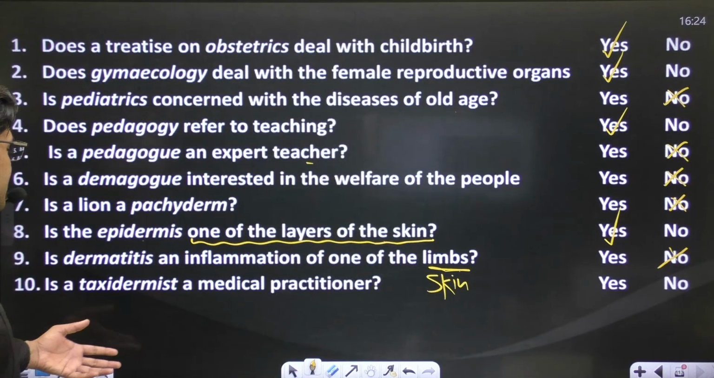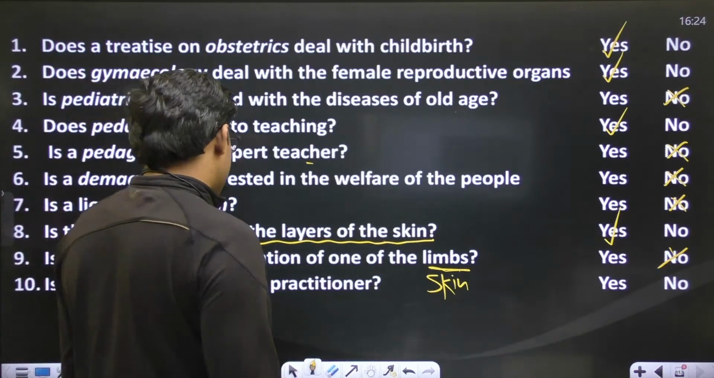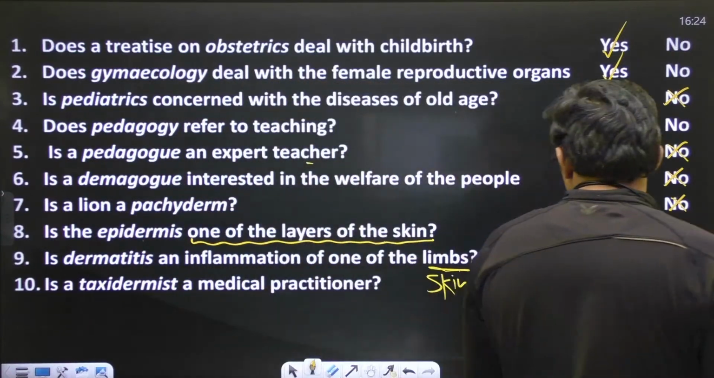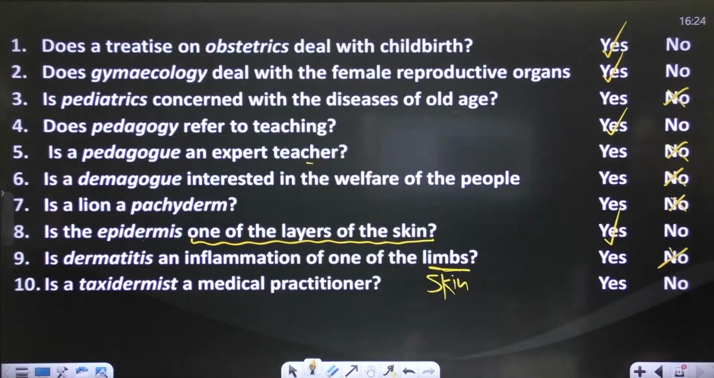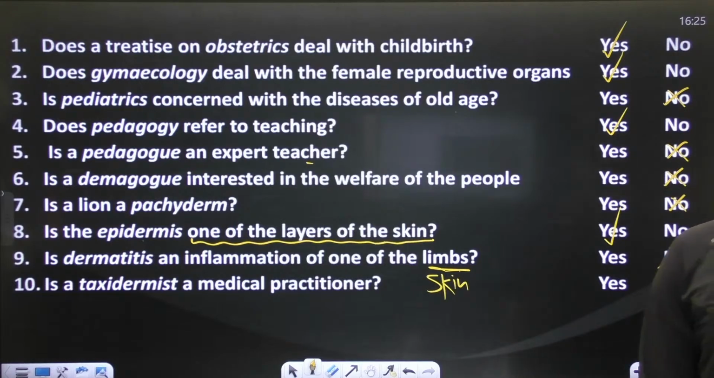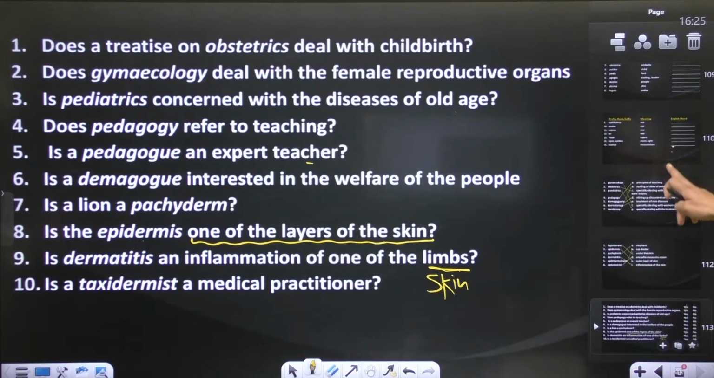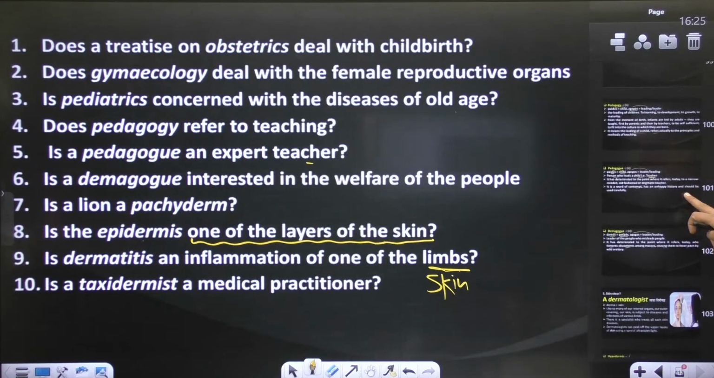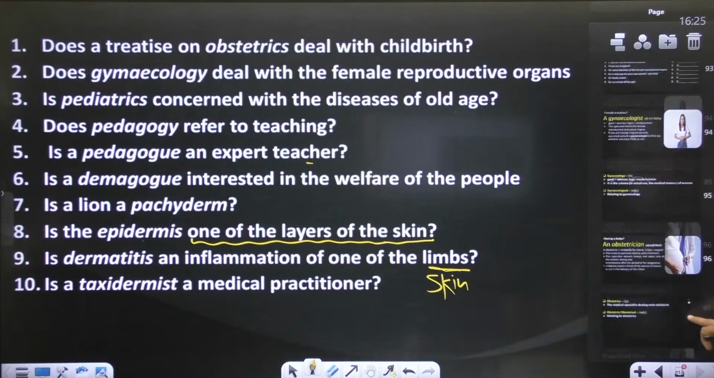Is a taxidermist a medical practitioner? Is a taxidermist a medical practitioner? It is not. No. No will be the right answer in the tenth, right? In the last question, no will be the right answer. So these are the words, and some of the proper matches you can go for.